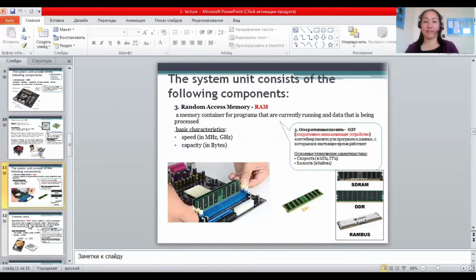And the next slide, the system unit consists of the following components. It's RAM, random access memory. Basic characteristics: its speed and the capacity, you know, amount of memory. Оперативная память in Russian. In Kazakh, жедель жады.